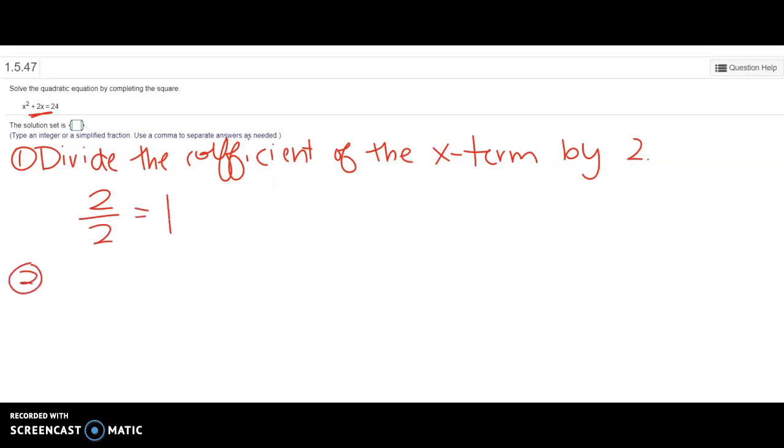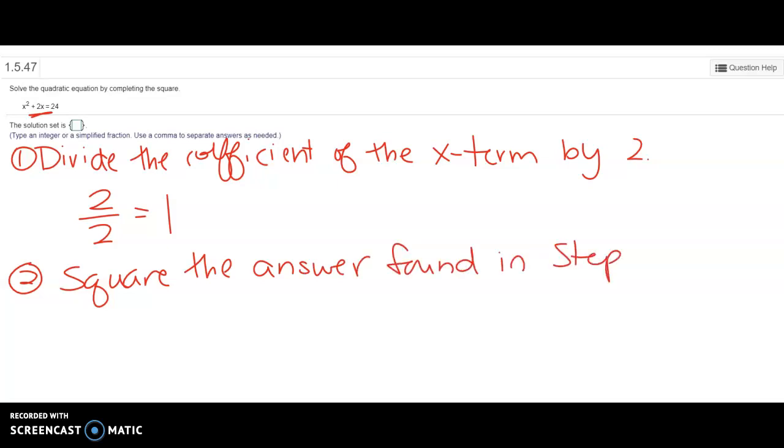Now, the second step is we're going to square the answer found in step 1. Okay, so we square that.